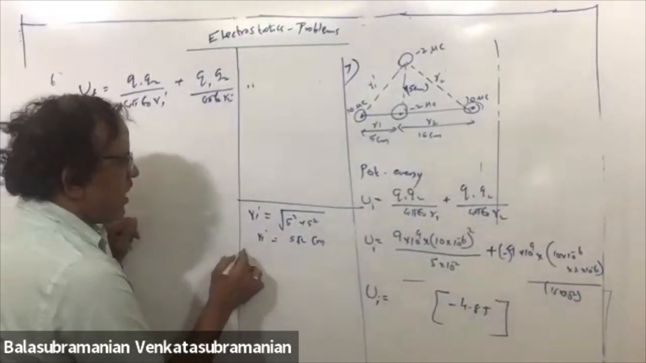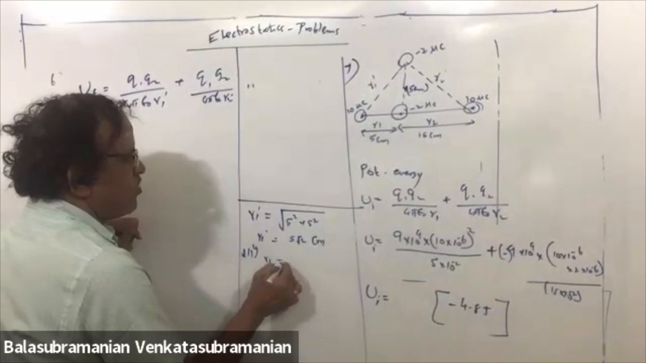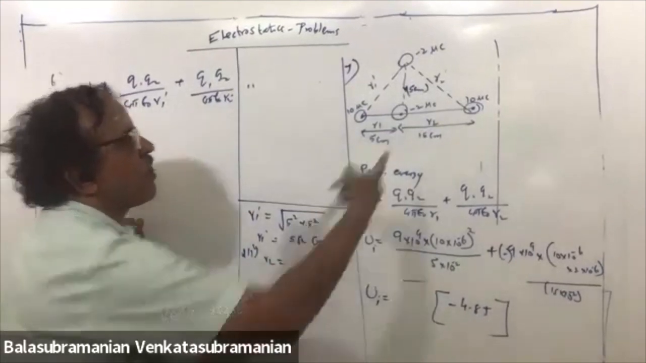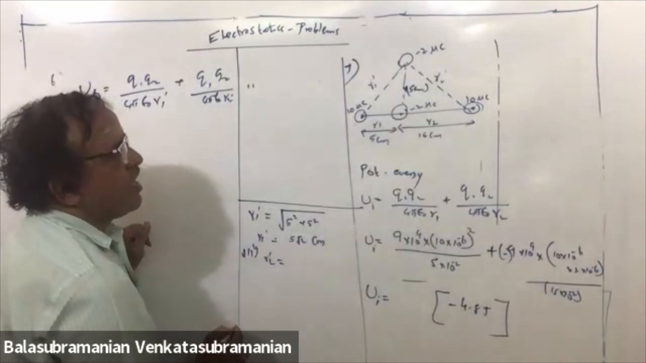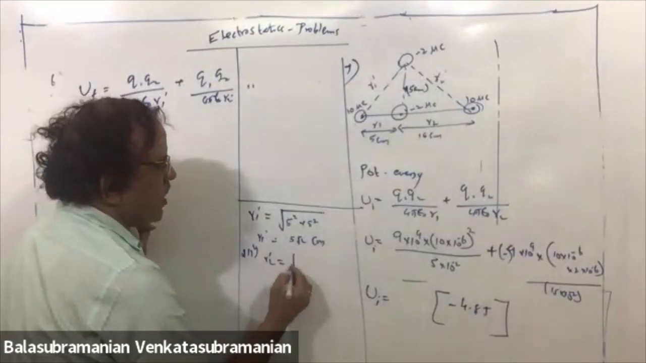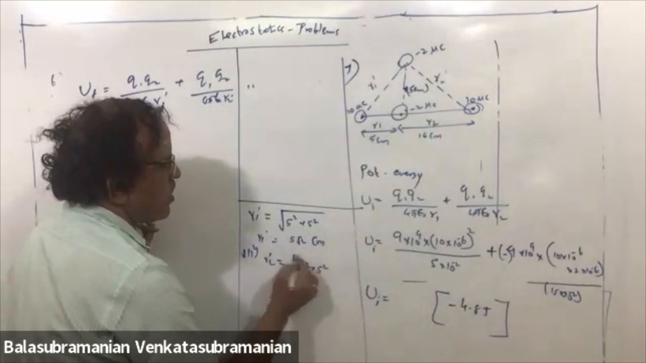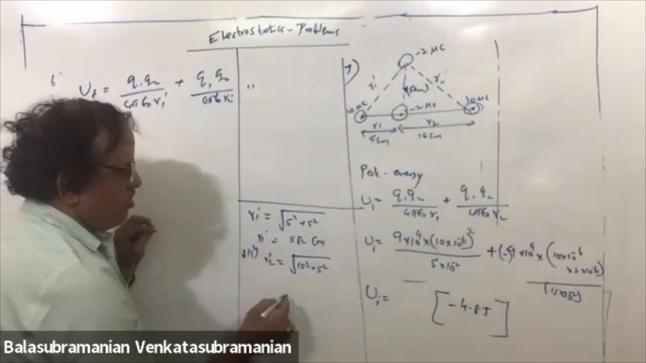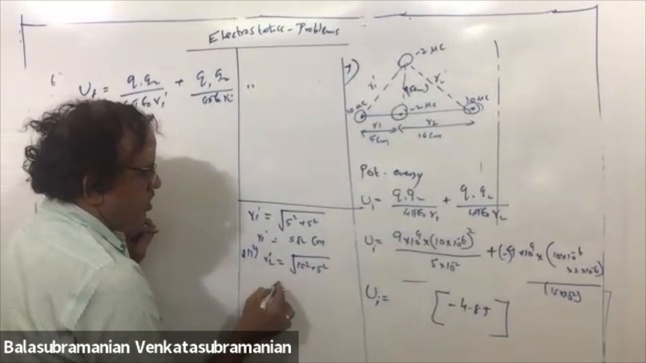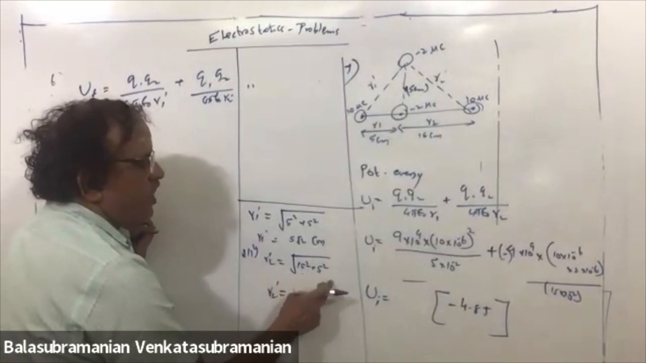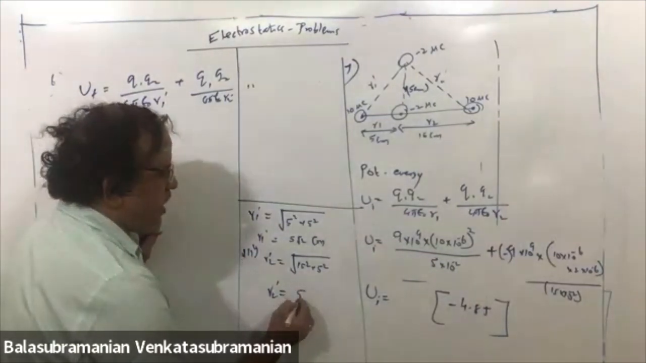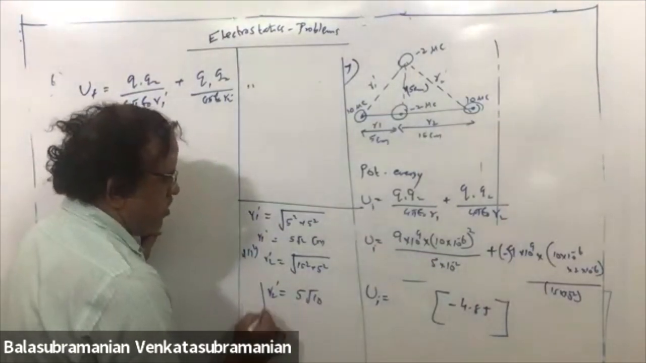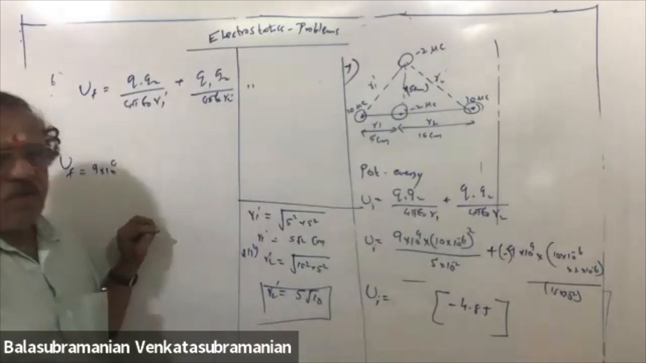Similarly, we have to calculate R2. What is R2 dash? It will be root of 15 square plus 5 square, 225 plus 25, 250. Root of 25 into 10, 5 root 10 centimeter.